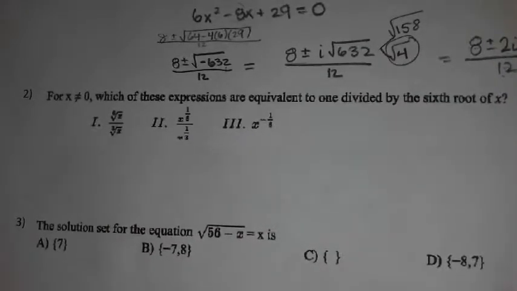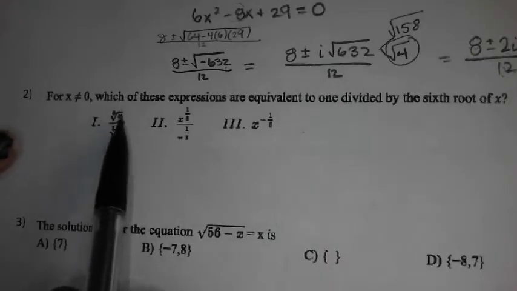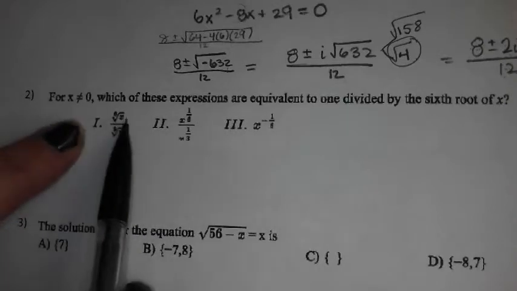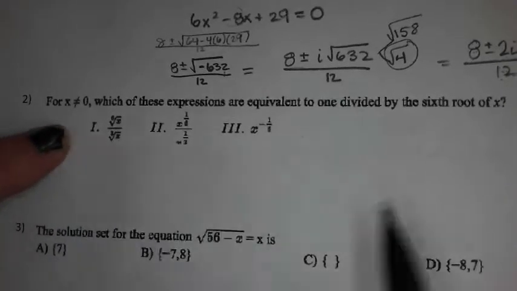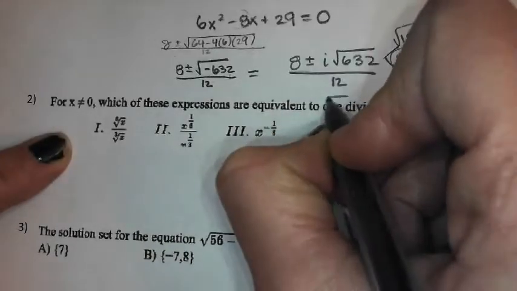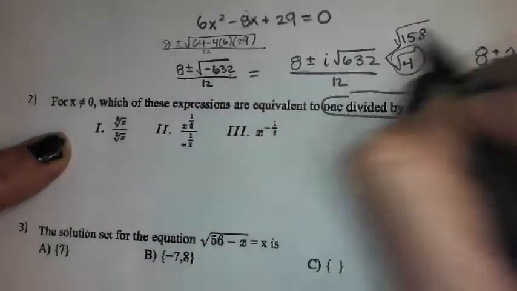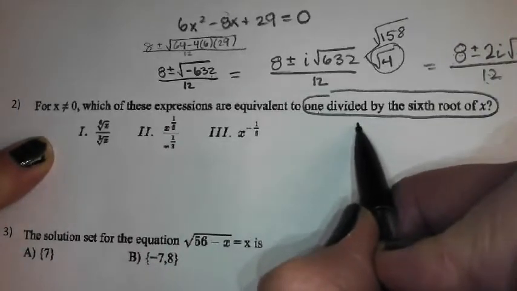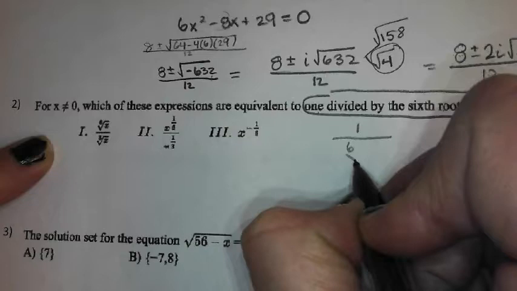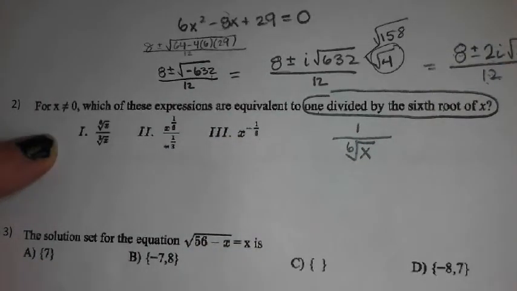Number 2. This one, it's hard to read when I copied it, but this is the 6th root of x over the 3rd root of x. It says, which of these expressions are equivalent to, this is the expression, 1 divided by the 6th root of x. 6th root of x, okay?